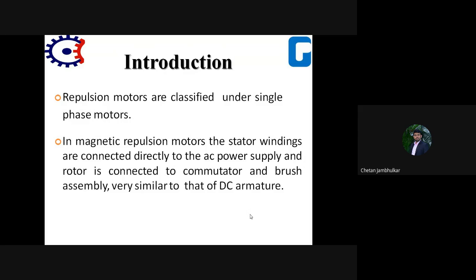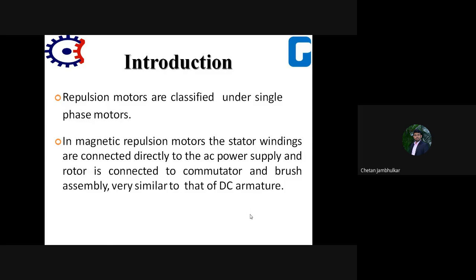So in the repulsion motor, we connect the two terminals directly to the single phase AC power supply, and the rotor is connected to the commutator and brushes assembly, very similar to the DC armature. It is like the supply connection of a DC armature.